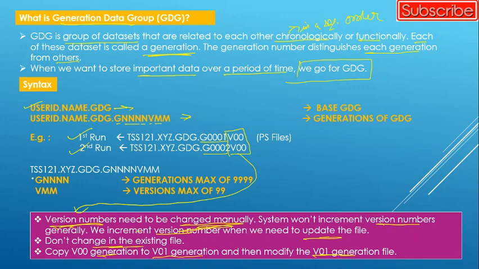Okay, and there is one file, tss121.xyz.gdg, and then the generation number. Okay, and this is G double N double N. It's a generation which will be maximum up to 9999, and the version number will be up to 99 only.